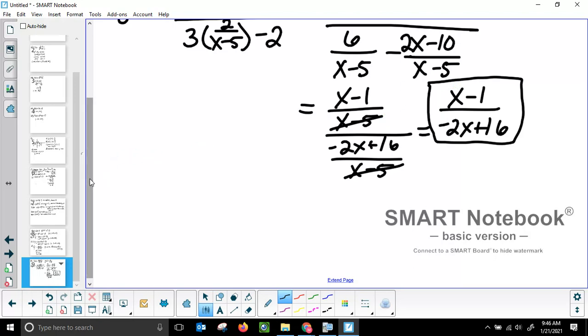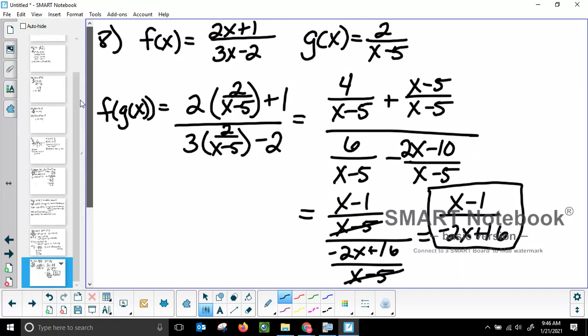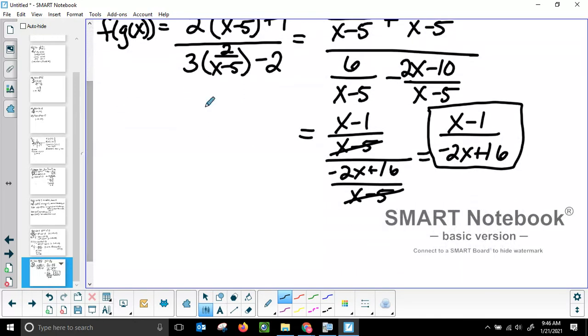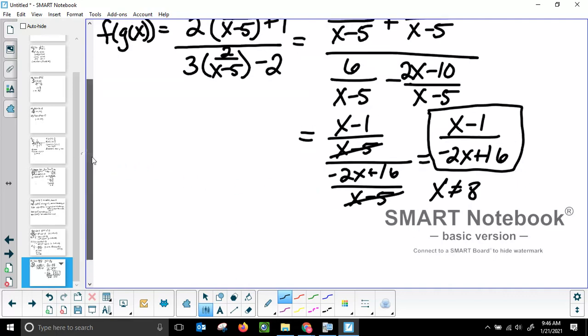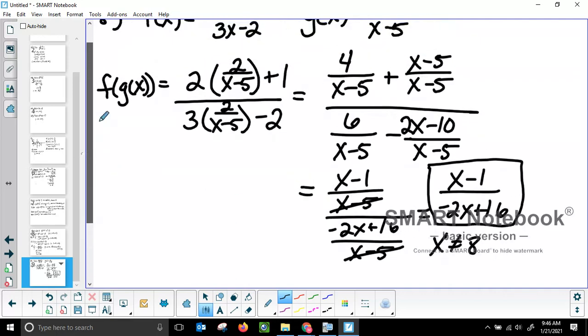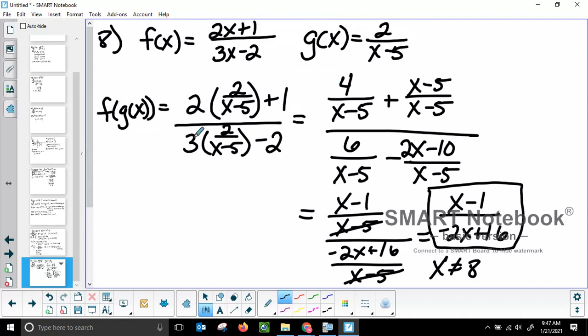All right, well, now for the domain. First of all, we know that this cannot equal 0. Well, what makes this 0 is 8. So we know that x cannot equal 8. Of course, you could have just set it equal to 0 and solved, but that's easily enough done in your head. But then what we also have to be careful about is the inside function, right?